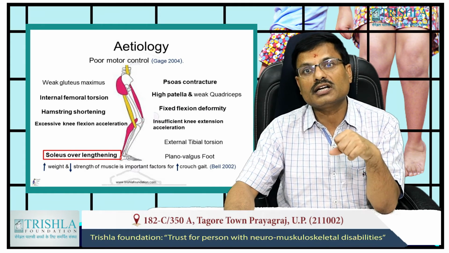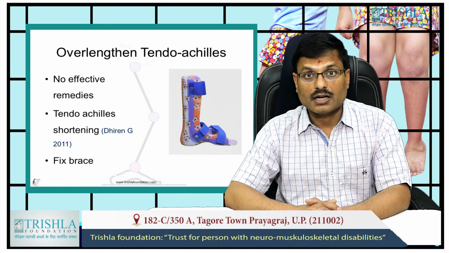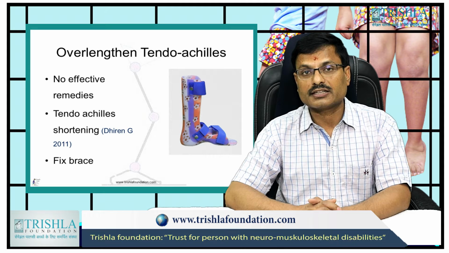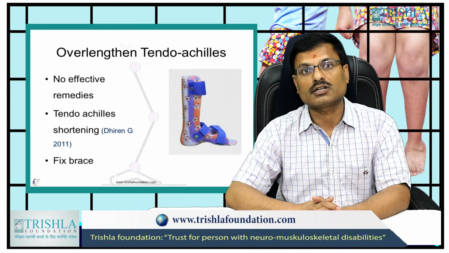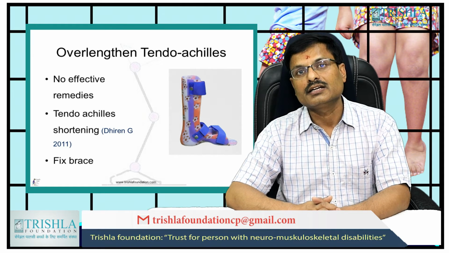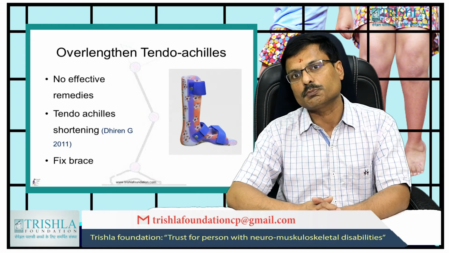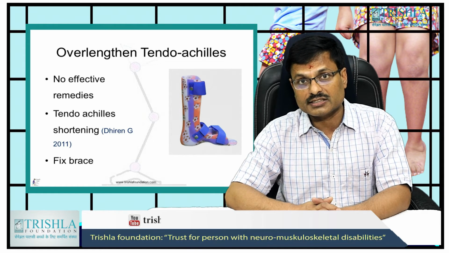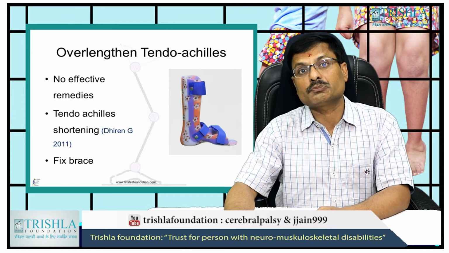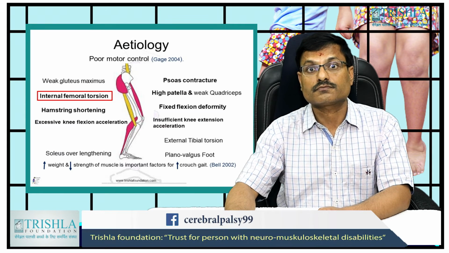Now come to the over-lengthened tendo Achilles. Sometimes this child has undergone surgery already before coming to us. In those cases, most of the time the heel cord is lengthened. As I have already mentioned, heel cord lengthening of 1.2 centimeters leads to a 50% reduction in power. So we cannot do anything in those cases, but we can give only fixed braces, so that he should not bend forward again.